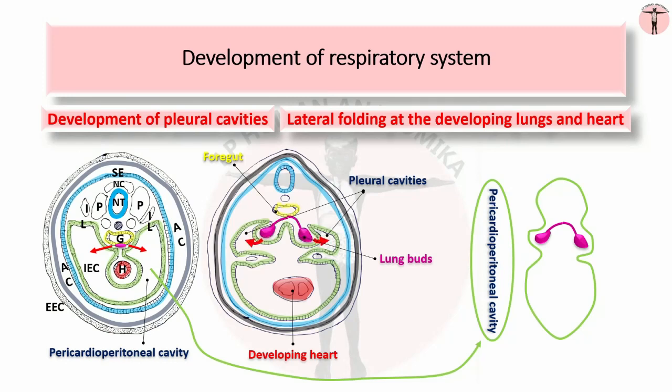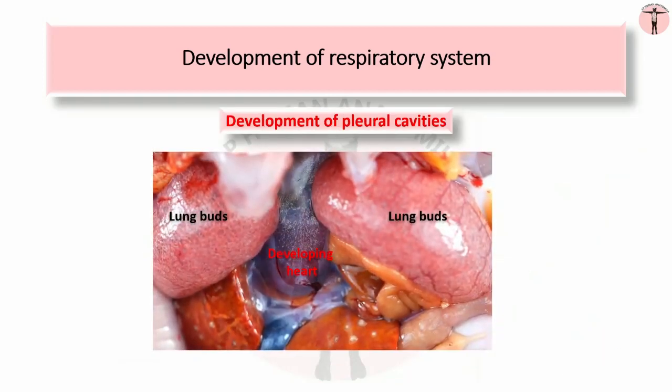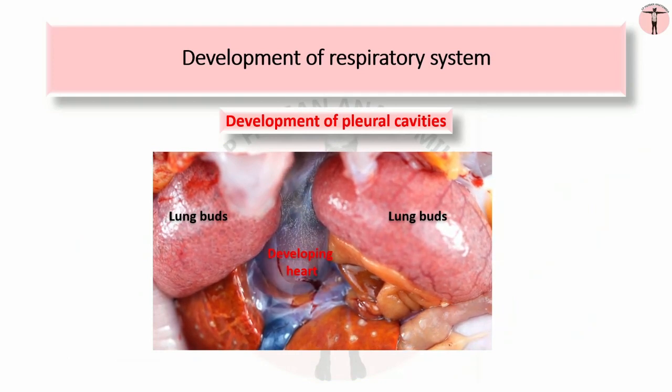With the expansion of the lung buds laterally and caudally, the pleuroperitoneal and pleuropericardial folds are formed. The pleuropericardial fold separates the pericardial cavity from the pericardio-peritoneal cavity, and the pleuroperitoneal fold separates the peritoneal cavity from the pericardio-peritoneal cavity, and the remaining space forms the primitive pleural cavities. Later, as it expands more and more, it overlaps the developing heart and pericardial cavity, covering it.